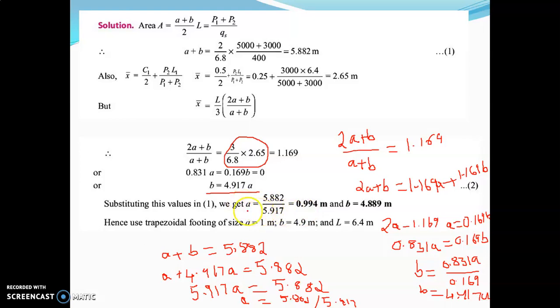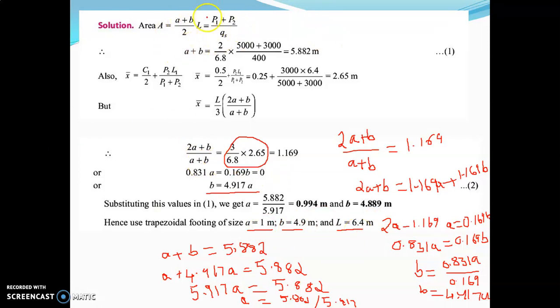So you will get 0.994. That is A. Once you get A, you can substitute in this equation, A plus B is equal to 5.882. So you get B equal to 4.889 meter. So the trapezoidal footing size: A you can round to 1 meter, B is equal to 4.9 meter, and L is equal to 6.4 meter. Like this you can design a trapezoidal footing. Design means you just have to find what A is, what B is and what L is. I hope all of you understood.